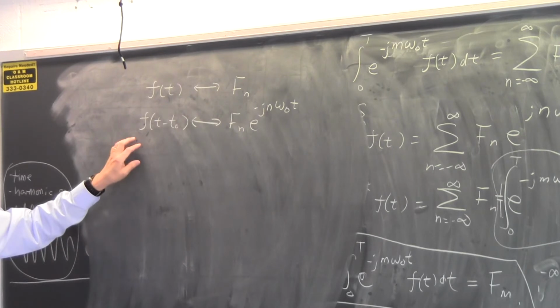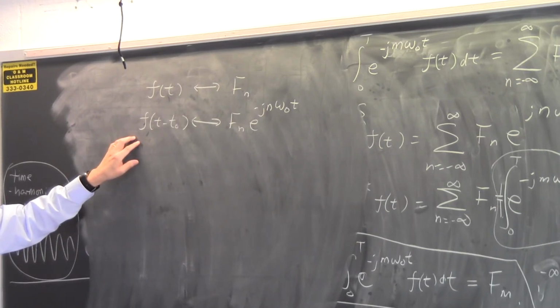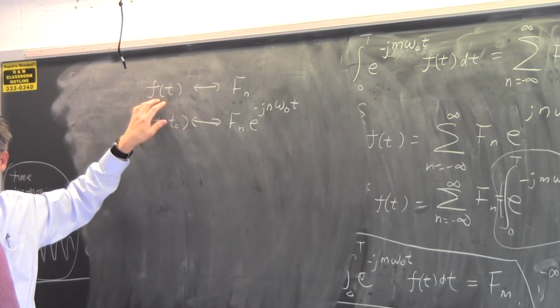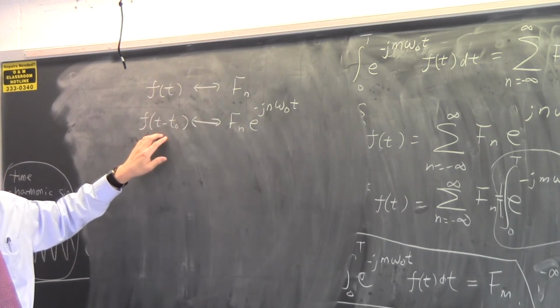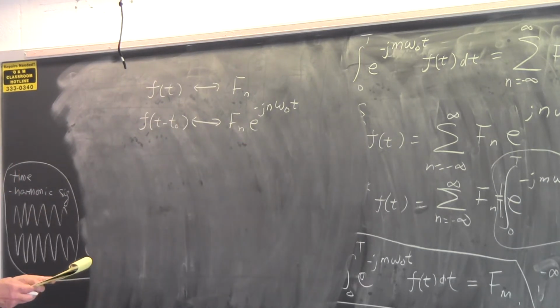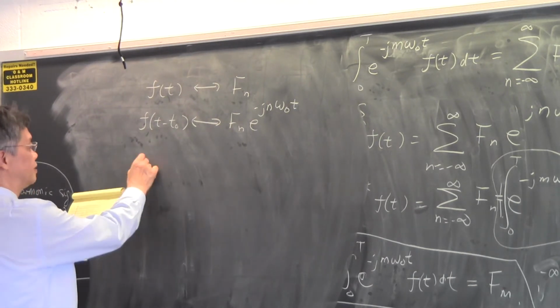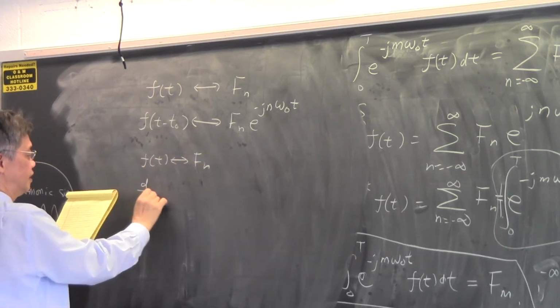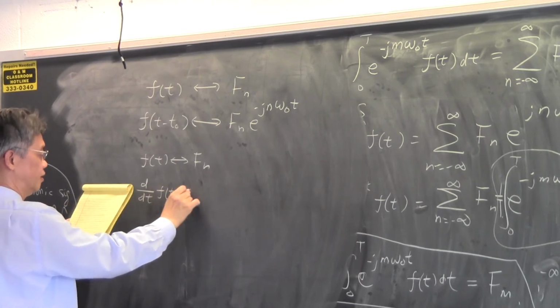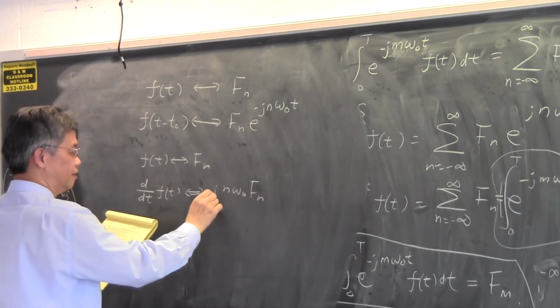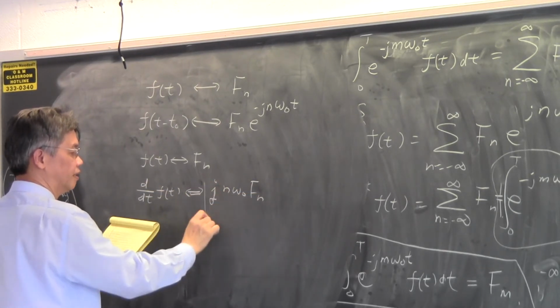This is something that you might have learned before also for phasors. You can think of this as a phasor, if this is a sinusoidal function. If you were to delay your function by t naught, the phasor will become just this one. You have seen this property in phasors as well. And then you have this property: if f of t gives you f sub n, then d/dt of f of t will give you j n omega naught f sub n. This is something that you have seen in phasors as well.